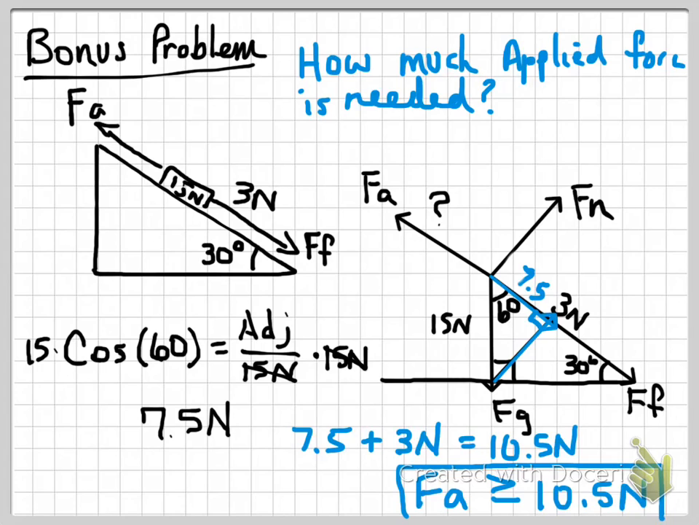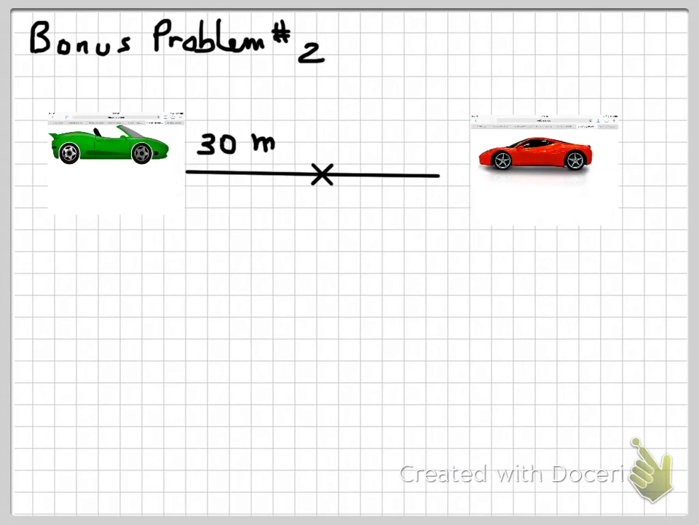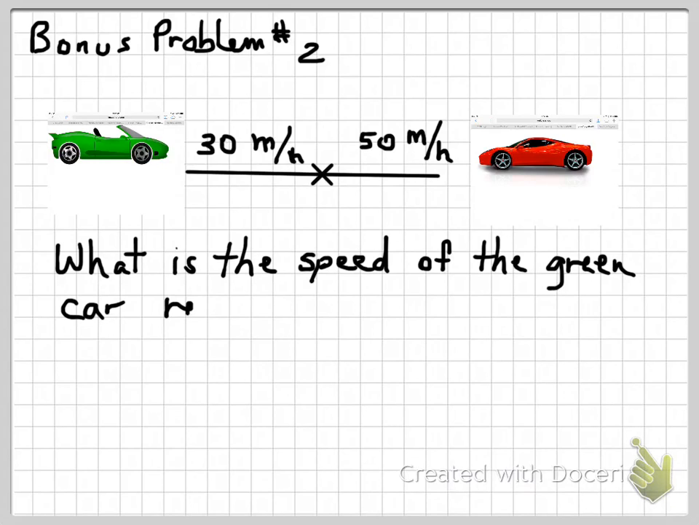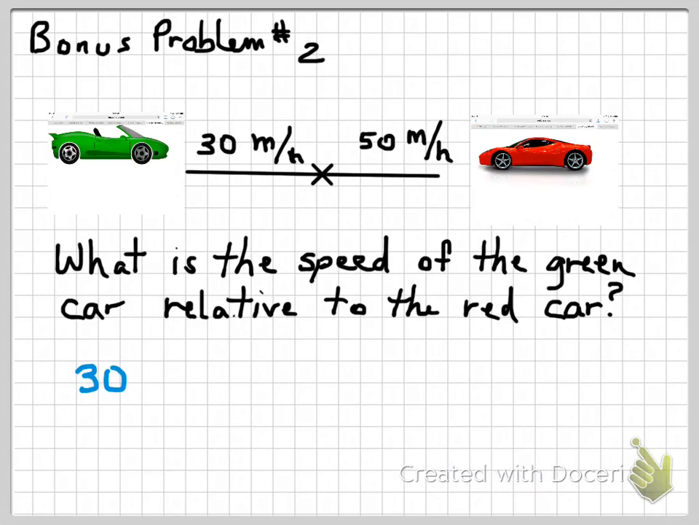Okay, I have one more bonus problem for you. In this bonus problem, I have two cars moving in opposite directions. One is moving at 30 miles per hour, the other one is moving at 50 miles per hour. What I want to know is, what is the speed of the green car relative to the red car?